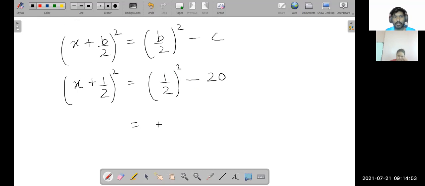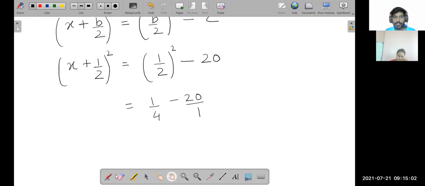So 1 upon 2 whole bracket square will become 1 upon 4. This minus 20. Here we'll do cross multiplication. We cannot cancel like this, there's a minus sign in between. So do cross multiplication. 1 into 1, 1 minus 4 into 20 is 80, divided by 4 ones are 4.